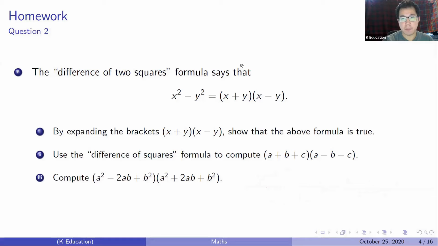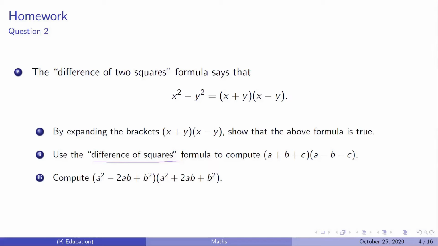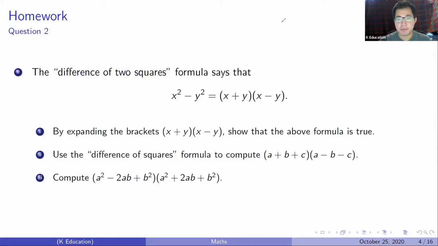So Livia, how did you do part 2? I just times them out. Okay, right, that's fine. And if you had to do it using the difference of two squares formula, can you see how to do it maybe? How does the difference of two squares formula apply in this case? I'm not sure. Okay, so let me help you out.